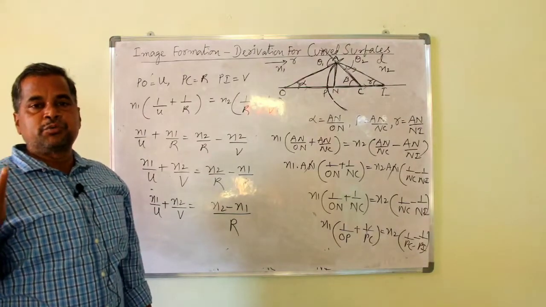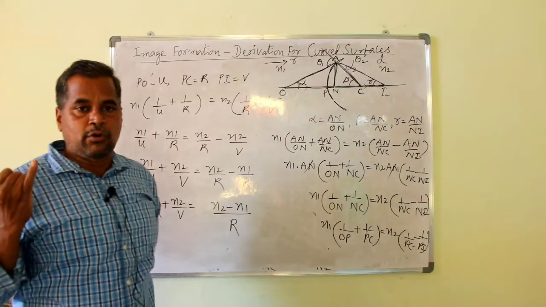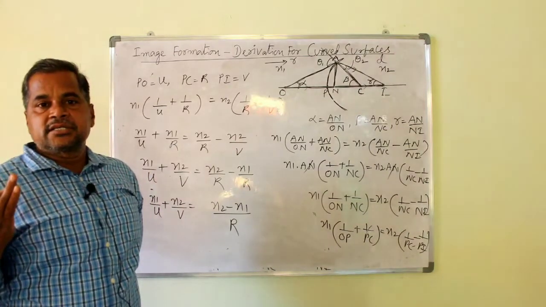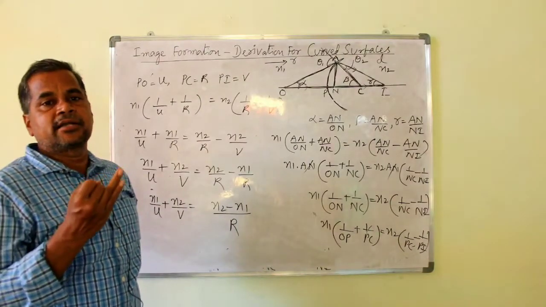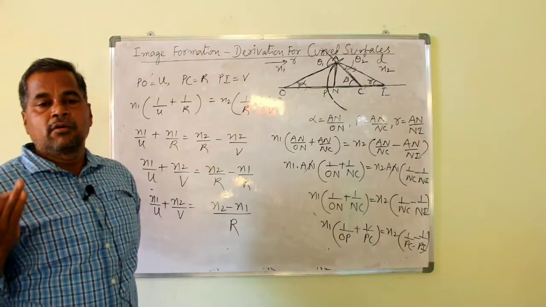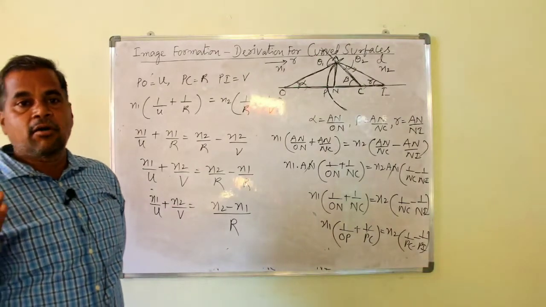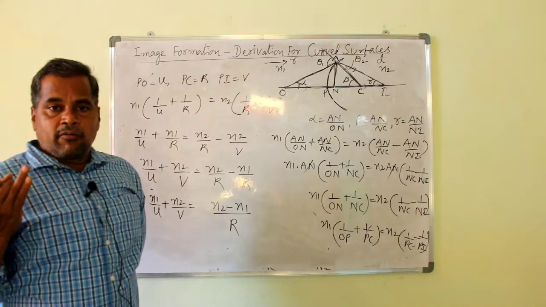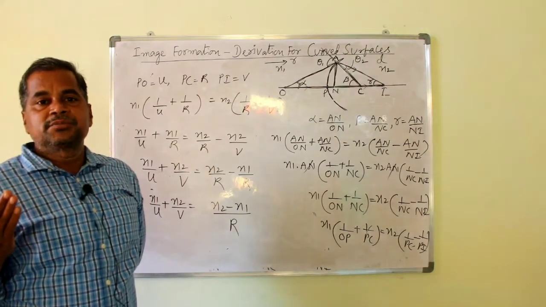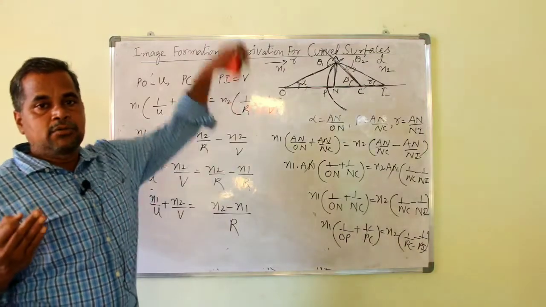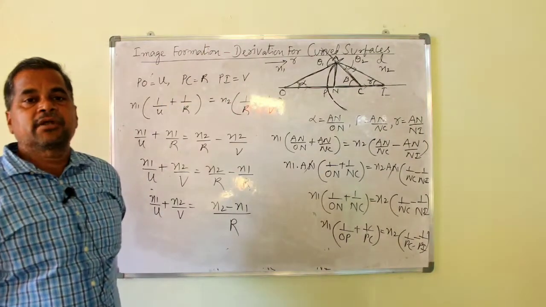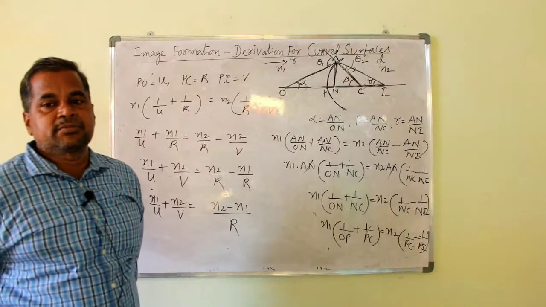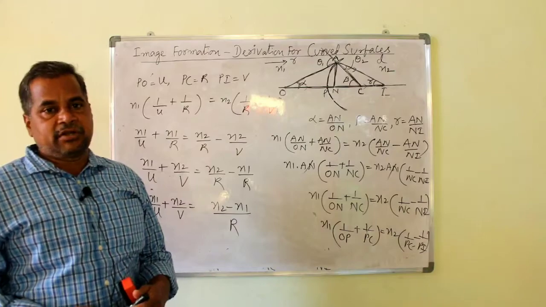Once again, we should measure all distances from the pole. Number 2. While measuring distances in the direction of the incident light, we take positive values. While measuring distances opposite to the incident light direction, we take negative values. While measuring the heights of objects or images above the principal axis, we take positive values. Below the principal axis, we take negative values.